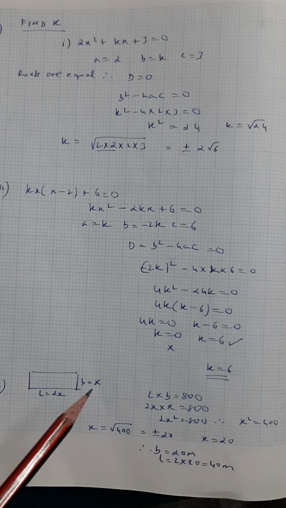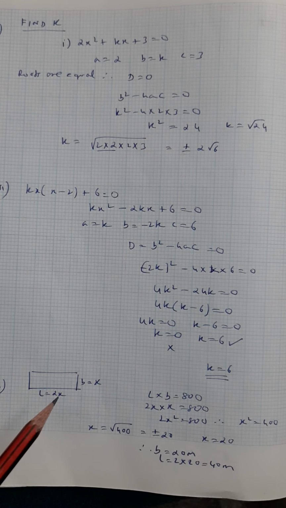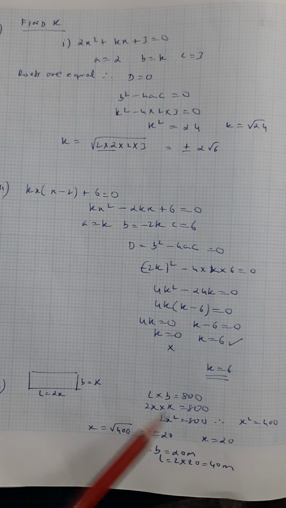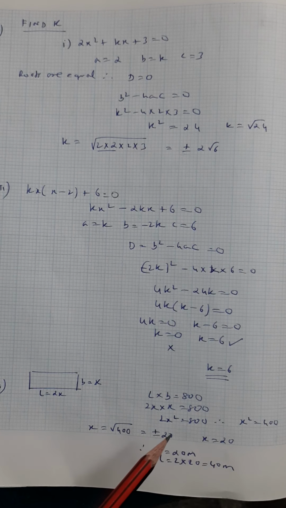If x is 20, what will happen? The breadth will be 20 and the length will be 2 into 20, 40. Is it clear? I hope this is clear. This is an easy one. Then we come to question number 4.